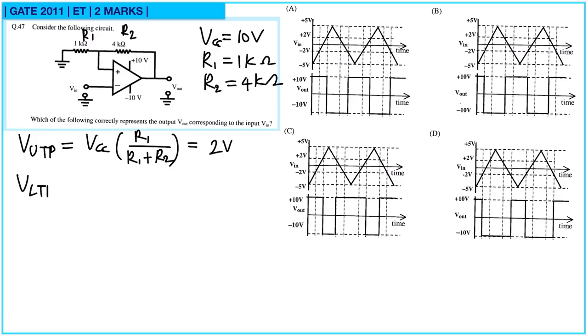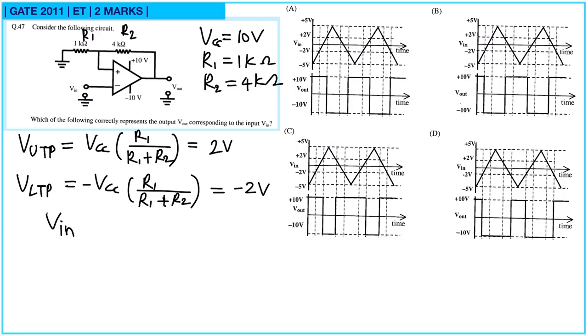Similarly, we can find out the lower trip point. For that, we have minus VCC into R1 upon R1 plus R2, so this will be minus 2 volt. So these are the upper and lower voltage trip points. At these voltages it will be tripped, so it will go to the positive side or the negative side. So these are basically reference voltages.